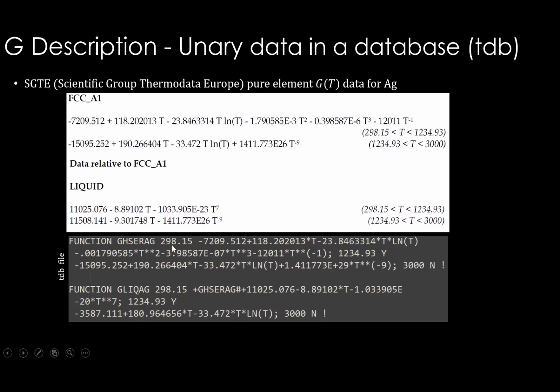Therefore, whatever is the FCC value written here, in fact here it is not mentioned as GFCC of silver. It is mentioned as GHSCR of silver. This is the standard state, FCC state of silver. In the database that is defined in the beginning itself, but here this is the meaning of it, I am telling you directly. Now GHSCR, we have to put it here and then add this 11,000 to that. Okay, that is how G liquid is expressed in this database file.